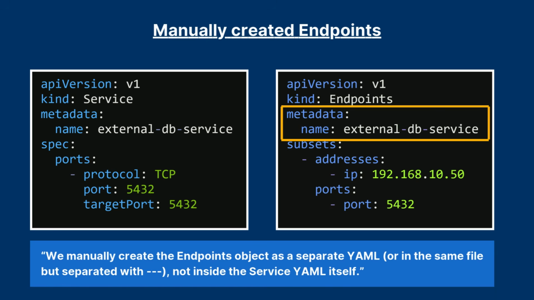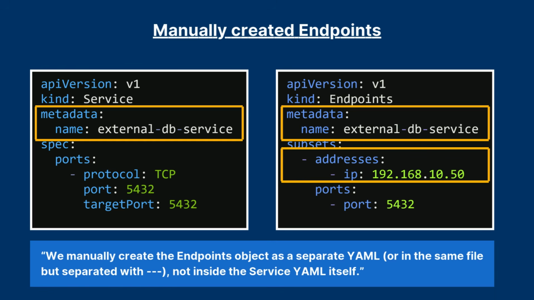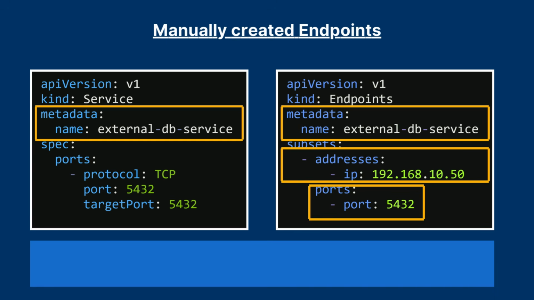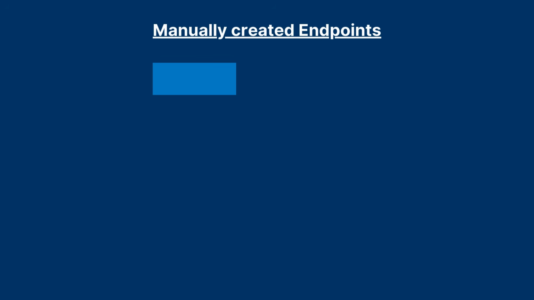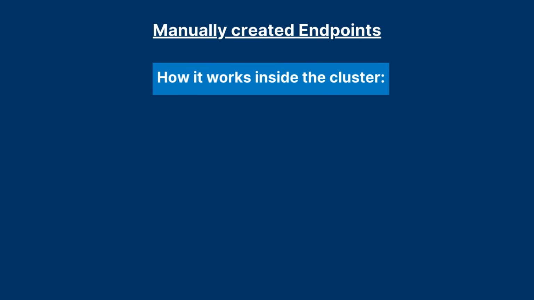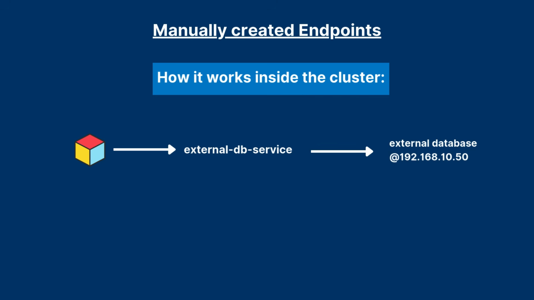Here, the metadata.name must match the service name, that is the external DB service. We explicitly list the address, this, and the port, this, of the external resource. This tells Kubernetes whenever something connects to the external DB service, forward the traffic to this. Let's understand how it works inside the cluster. Pods can now connect to the external DB service. Even though there are no matching pods in the cluster, traffic will go to the external database.